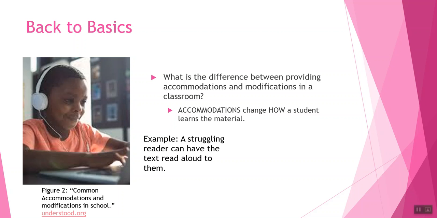You will see right here that the definition of an accommodation is to change how a student learns the material being presented to them. You will see in figure 2 that we have a student with headphones on in front of a computer. And a lot of times, a very common accommodation for struggling readers will be that the student is given the opportunity to have the text read aloud to them, either by the teacher or on an electronic device. And this is usually when they have struggles reading the words themselves, and it can impede their comprehension.